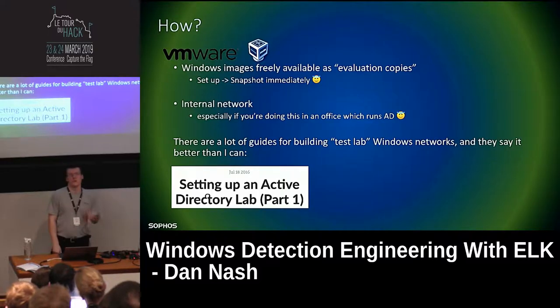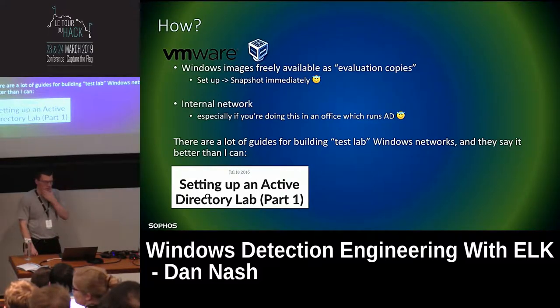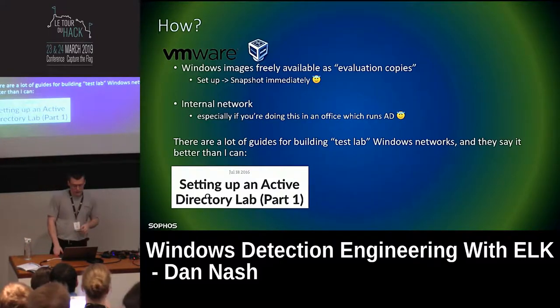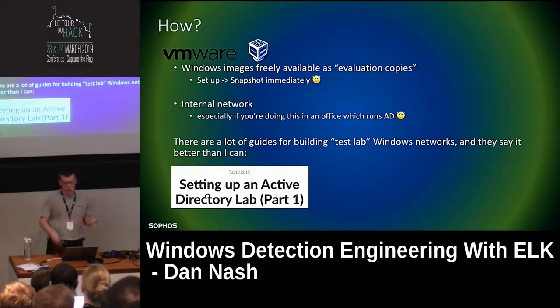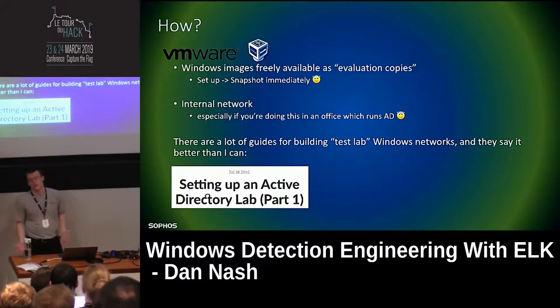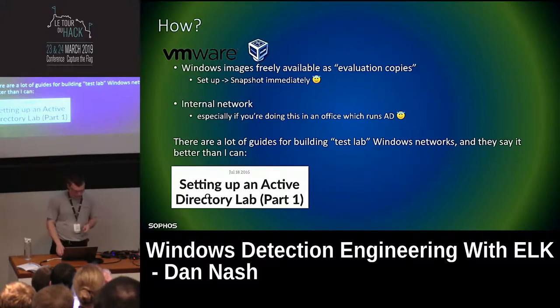So essentially, once you have your two images, just spin them up and set them up, stick them on the same internal network. And as far as setting them up goes, I'm quite limited in time here, and there's a lot of people who know a lot more about AD than I do, who can tell you the exact best practice way to do things and the reason why things are. So again, I was going to stick the whole link in, but if you literally Google setting up an Active Directory lab part one, that's the first result.